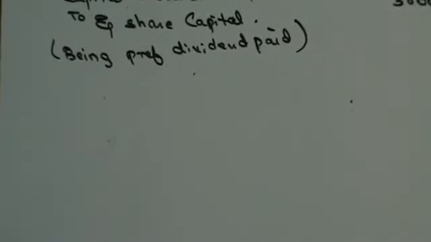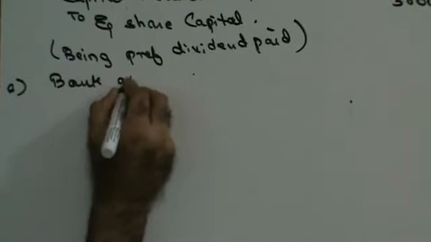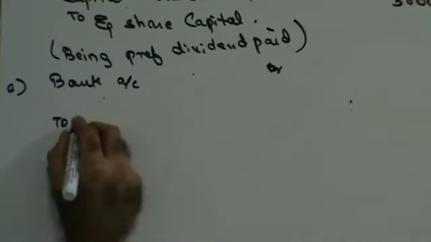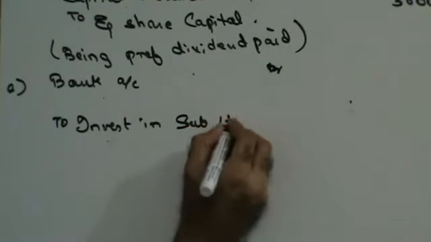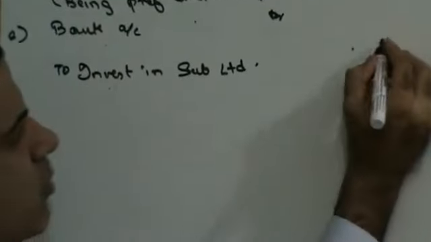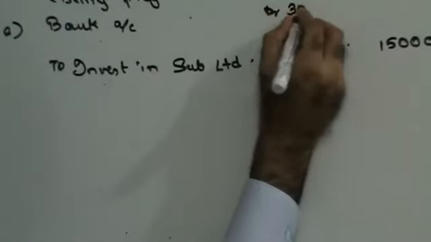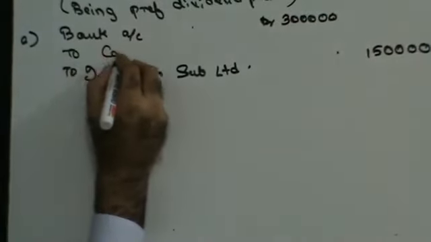Shares in subsidiary company were sold to an outsider for 3 lakhs. Sold. Money is coming in. Bank account debit. Leave a line to investment in subsidiary limited. Now investment in subsidiary limited as per the balance sheet was 1,50,000. They are saying that you sold it for 3 lakhs. The difference is going to be to capital reduction.